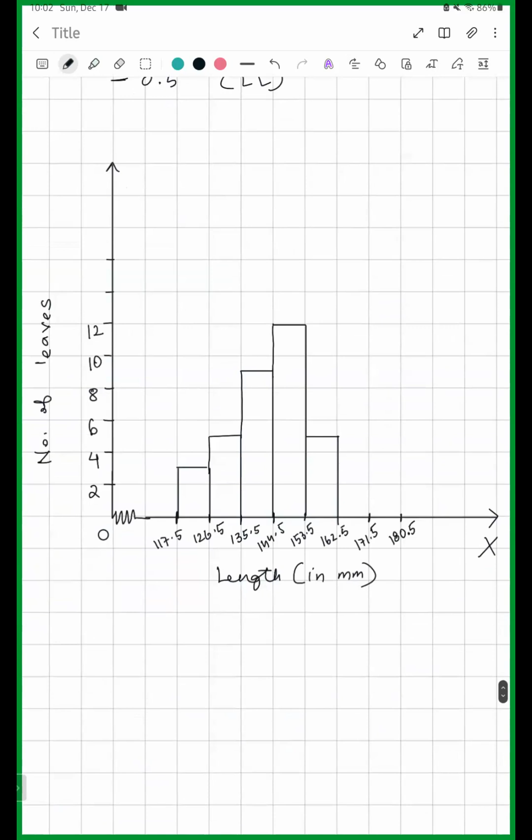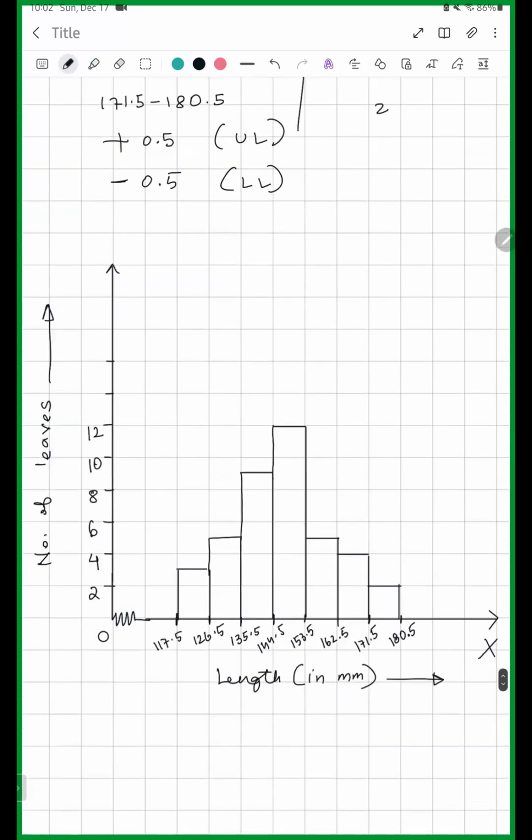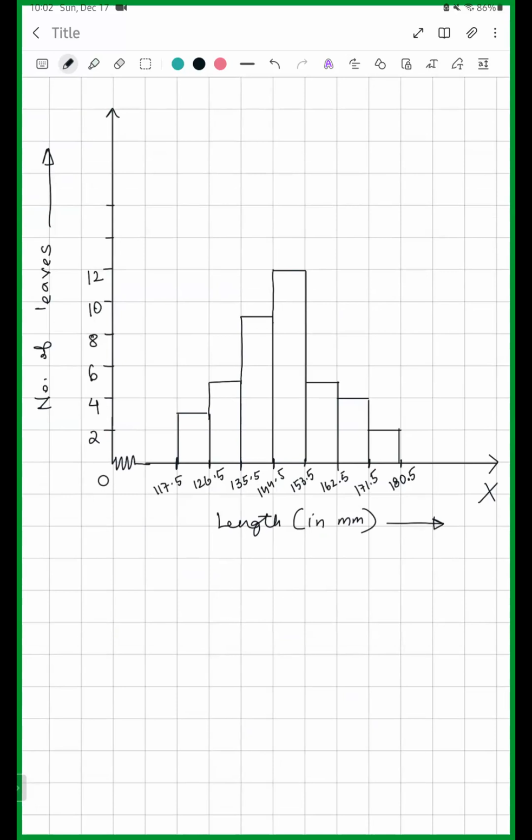Okay. So the next one is 162.5 till 171.5. The frequency is 4. Next one, the frequency is 2. So this is what your graph is going to look like. Your histogram is going to look like this. Okay. Done?